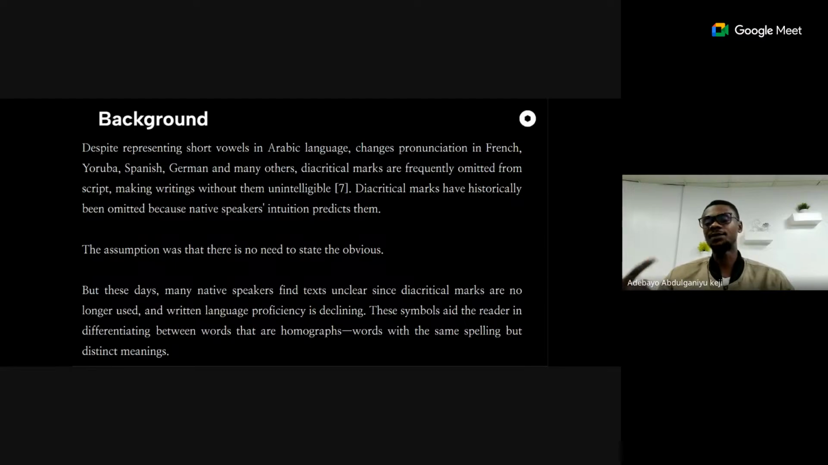So these days, many native speakers find text difficult since diacritical marks are no longer used and written language proficiency is declining. So these symbols aid the reader in differentiating between words that are homographs, words with the same spelling but distinct meanings. Yes, so we have different of those. We have so many words like that in most of the local languages or low resource languages.